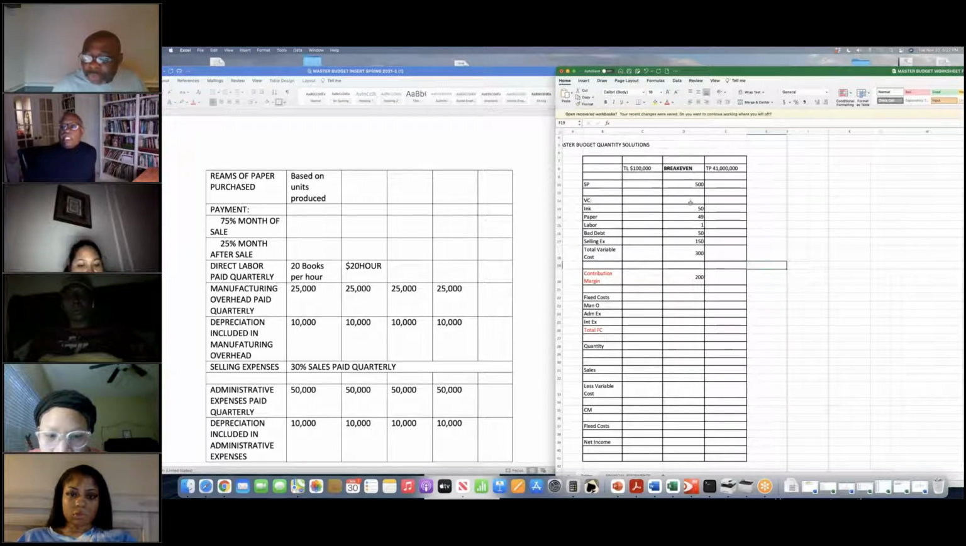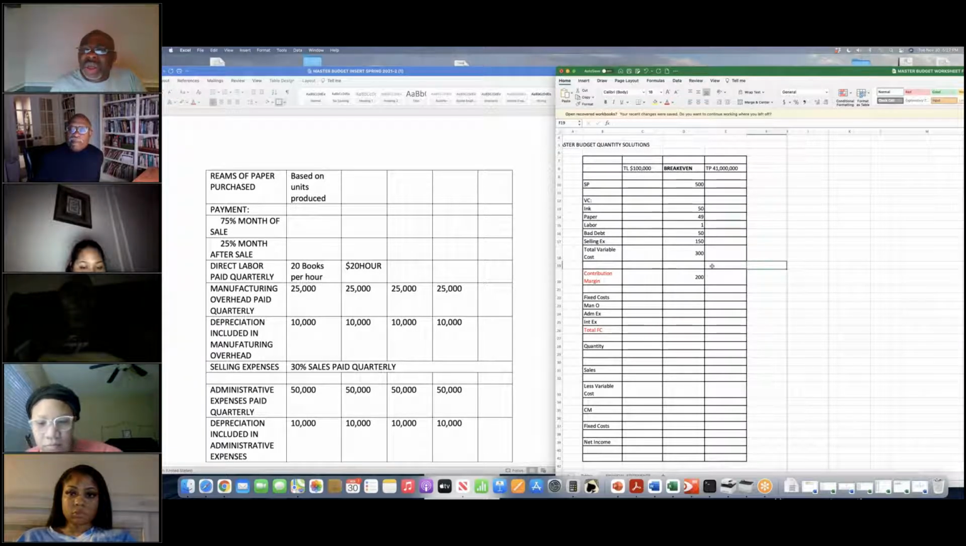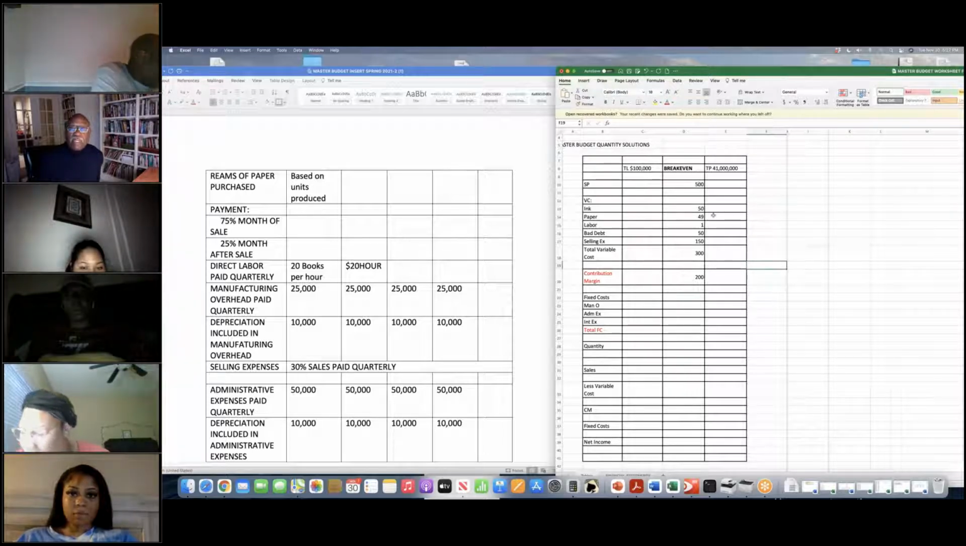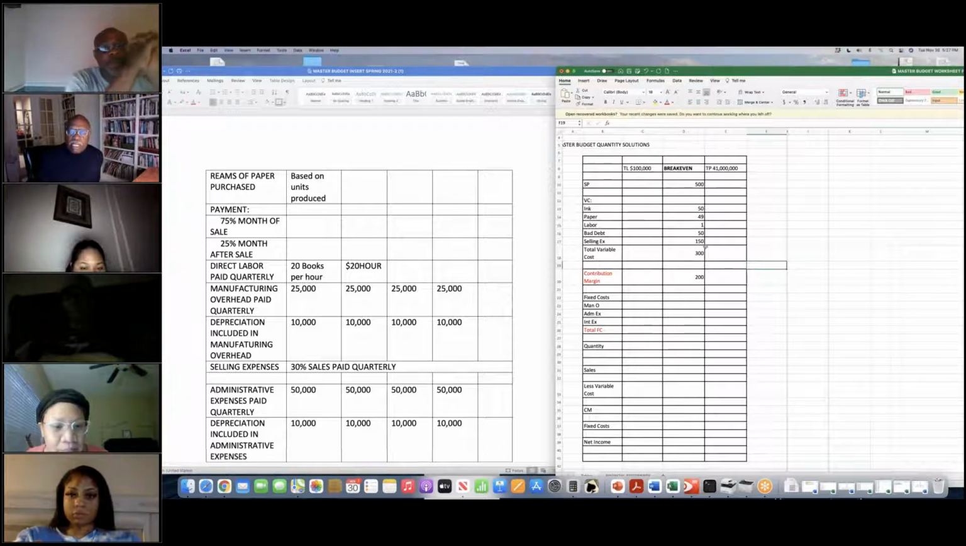Are there any questions from anyone on getting to this point? Dominique, you see that? Yes, sir. So all we did was come up with our selling price on a unit basis, then our variable cost on a unit basis. And so we subtract the variable cost from the selling price to get the contribution margin.